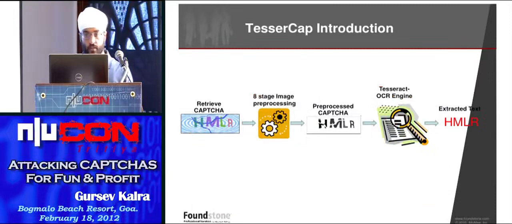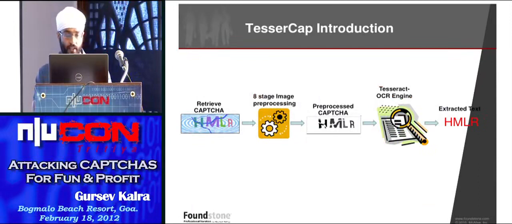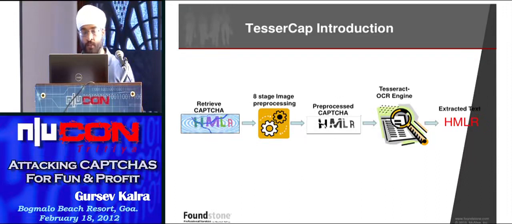Let's talk about TesserCap a bit. It retrieves CAPTCHAs from the target websites and passes them through an 8-stage image pre-processing algorithm. This is something custom that I wrote. For all the CAPTCHAs, we'll work with this and understand how the various stages work. Then we generate a pre-processed CAPTCHA. You can see how the noise has been completely removed from the CAPTCHA. Then you give it to the Tesseract OCR engine, and you get the final solution.